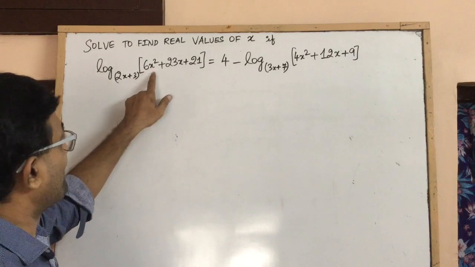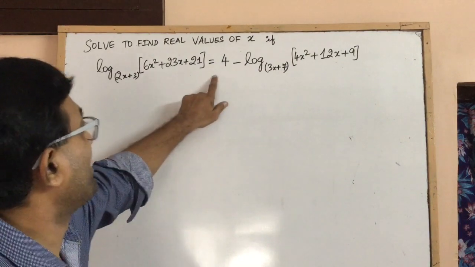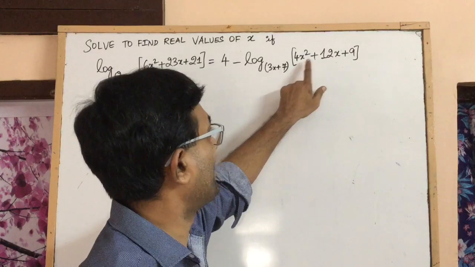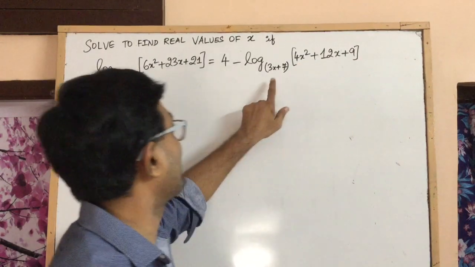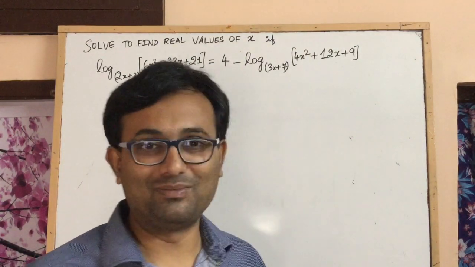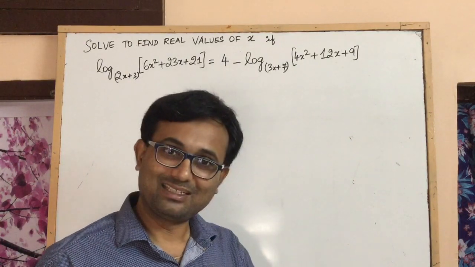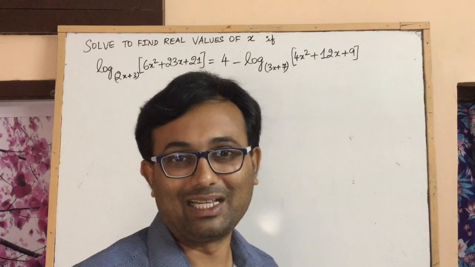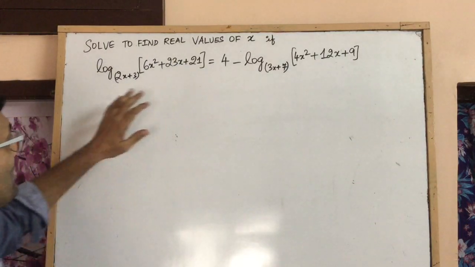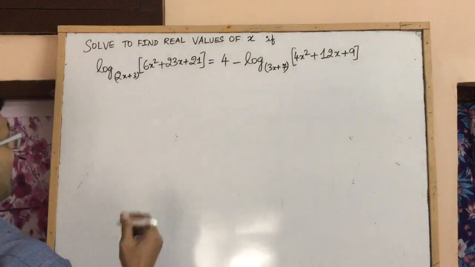Logarithm of 6x squared plus 23x plus 21 to the base 2x plus 3 is equal to 4 minus logarithm of 4x squared plus 12x plus 9 to the base 3x plus 7. Now this is a unique problem which combines the properties of logarithms and ties them up with quadratic equation concept. So the first thing that we would like to look at is to see if we can factorize these two expressions within the brackets.